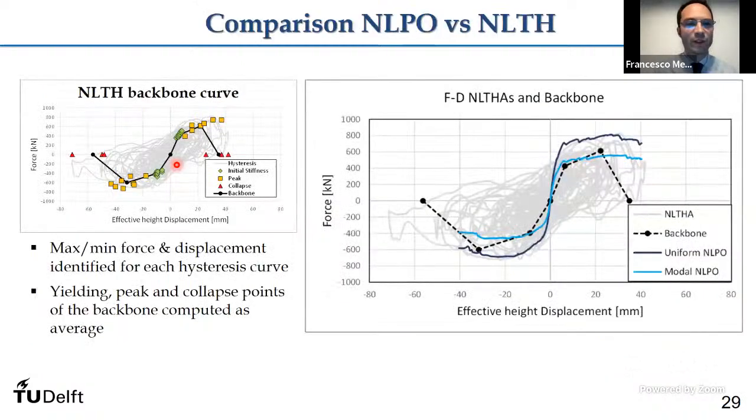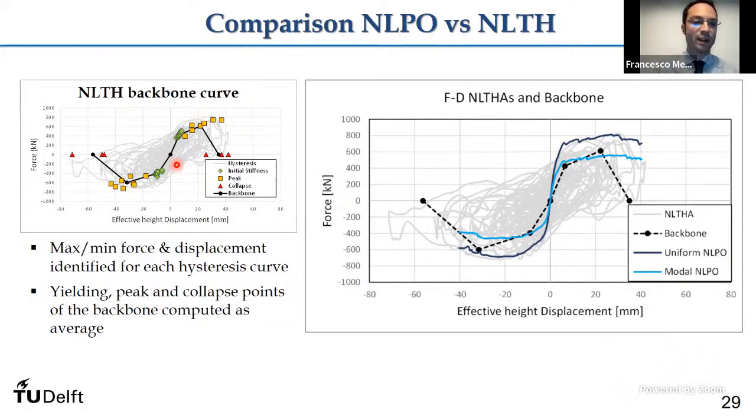The final part of this presentation focuses on the comparison between the pushover and the nonlinear time-history analysis. First of all, we wanted to compare the performance in terms of capacity curves. And of course, this is quite straightforward for the pushover analysis, but for the nonlinear time-history analysis, we had to define a sort of backbone curve of the analysis we had performed. We could have considered the envelope of this analysis, but it would probably have been too optimistic.